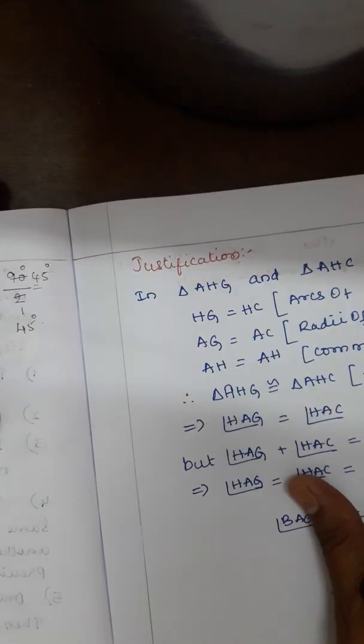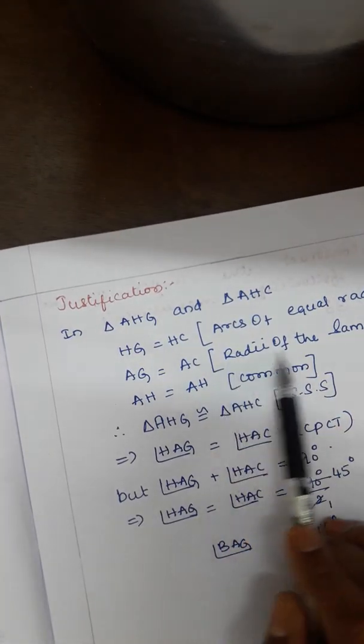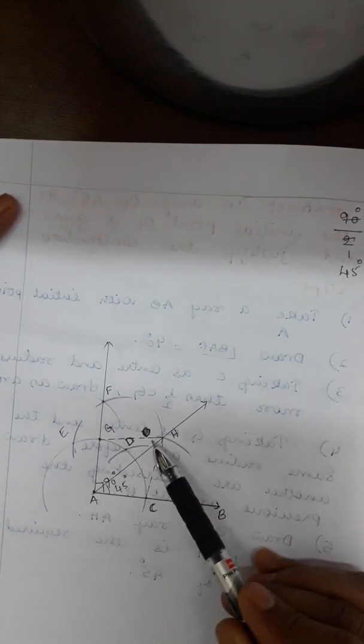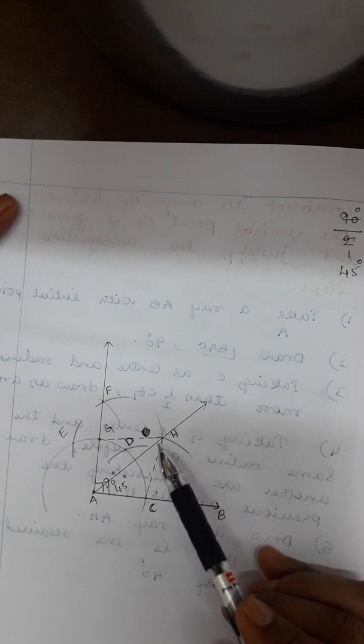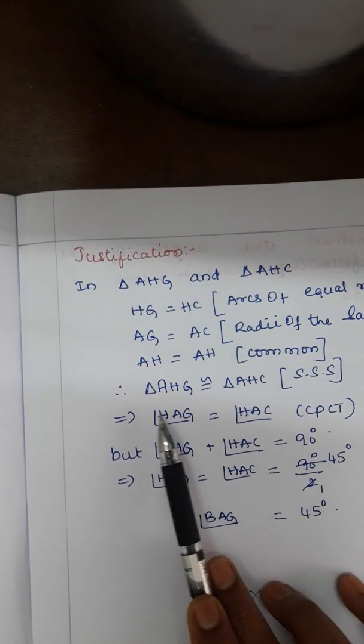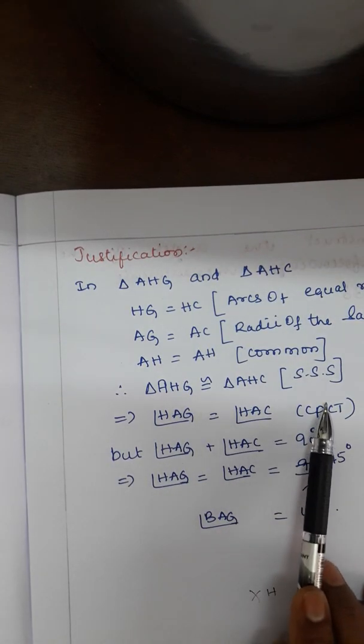Similarly, AG is equal to AC, that is the radii of the same arc. Also, AH is a common side. So now we can state that these two triangles are congruent by the SSS postulate.